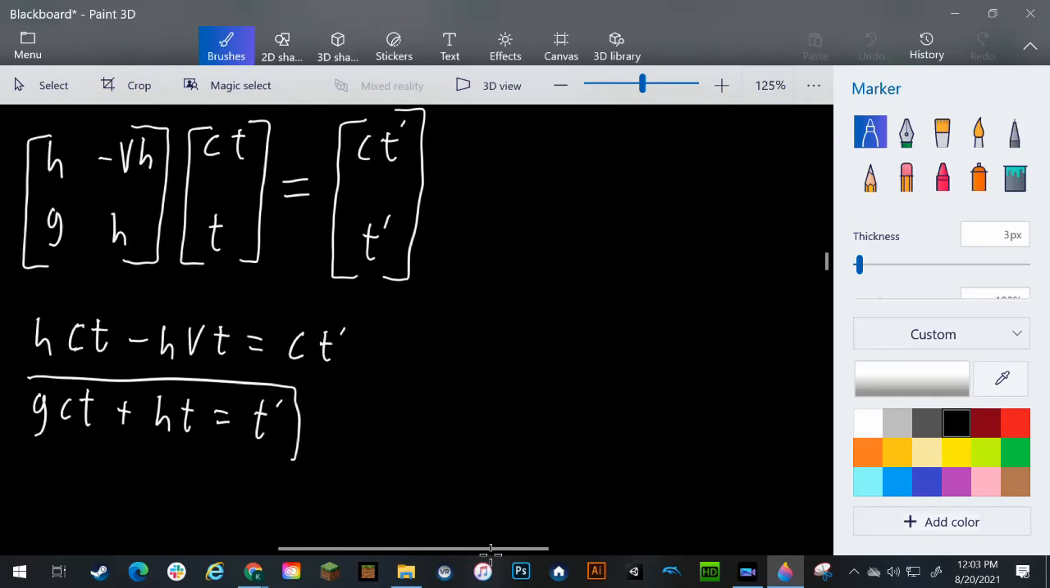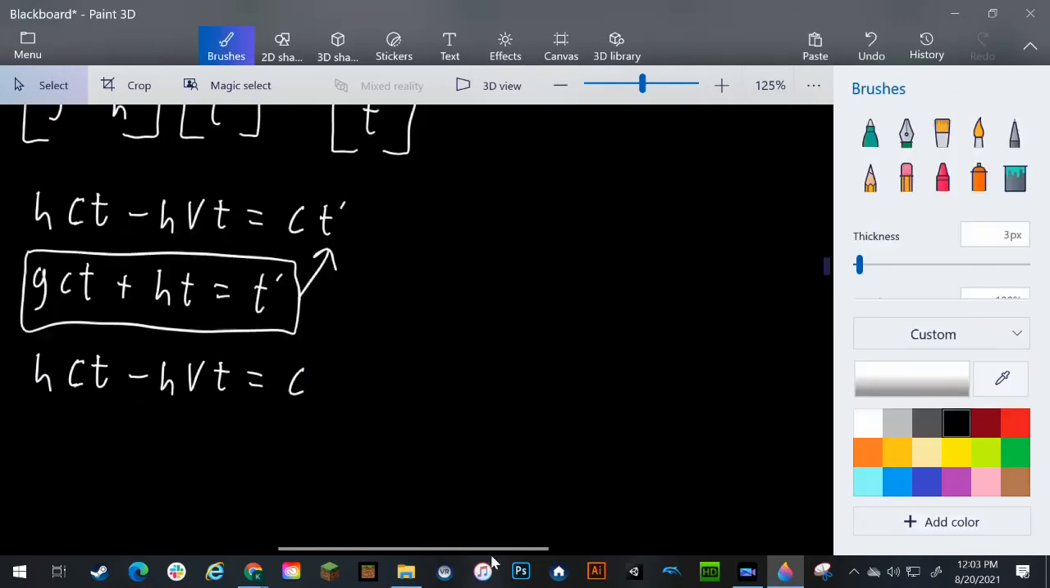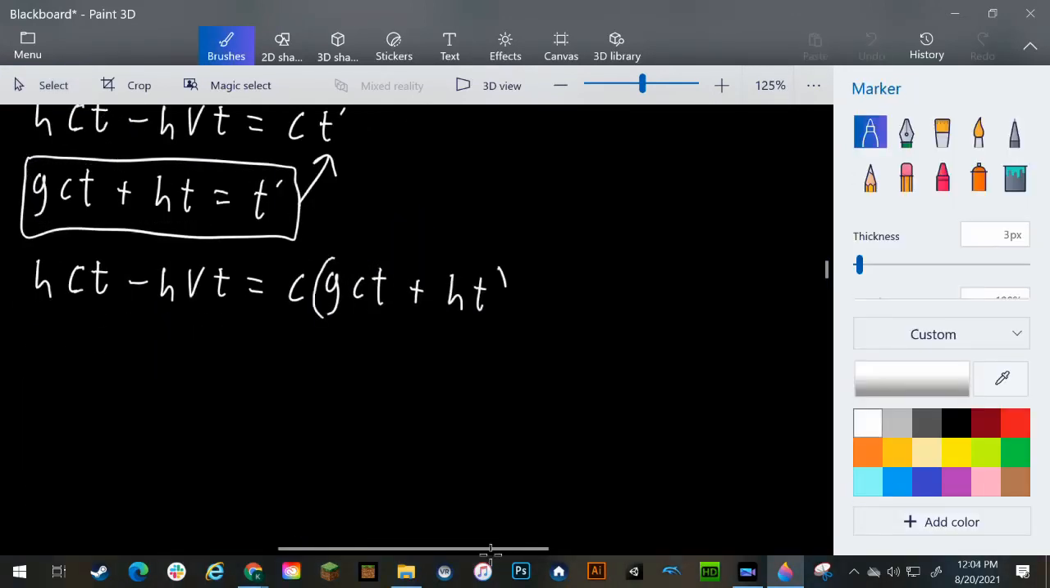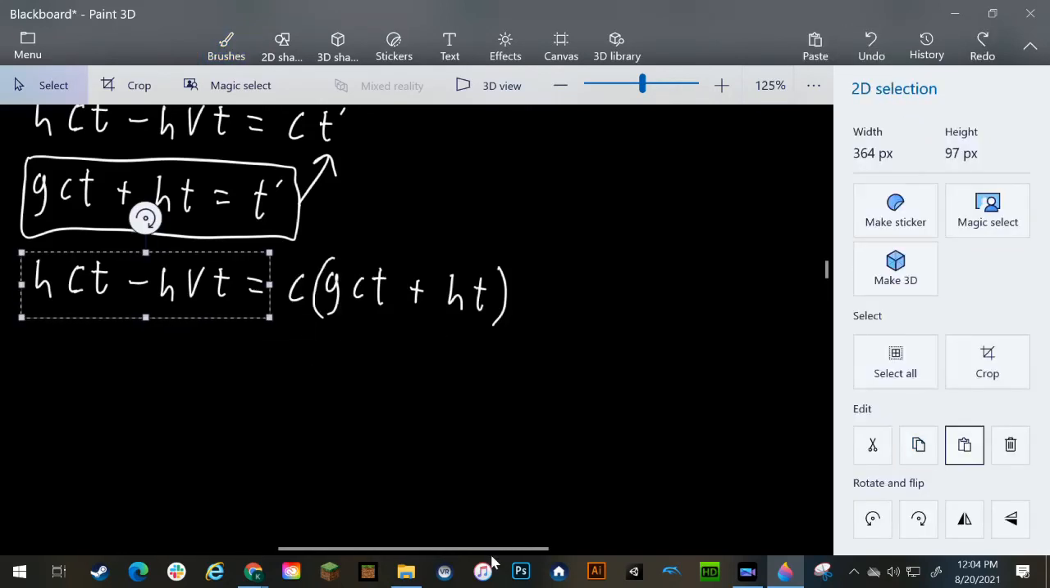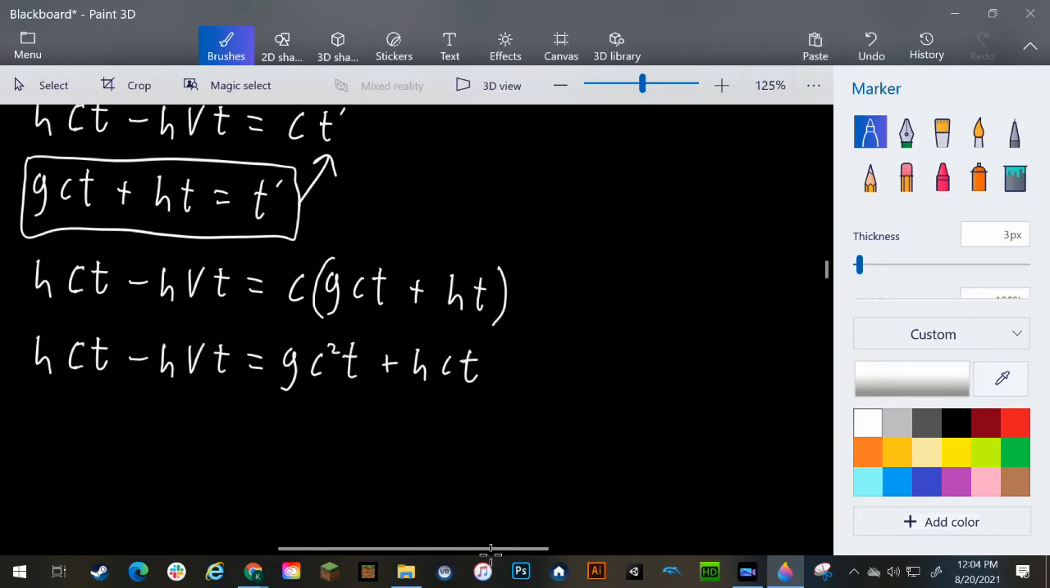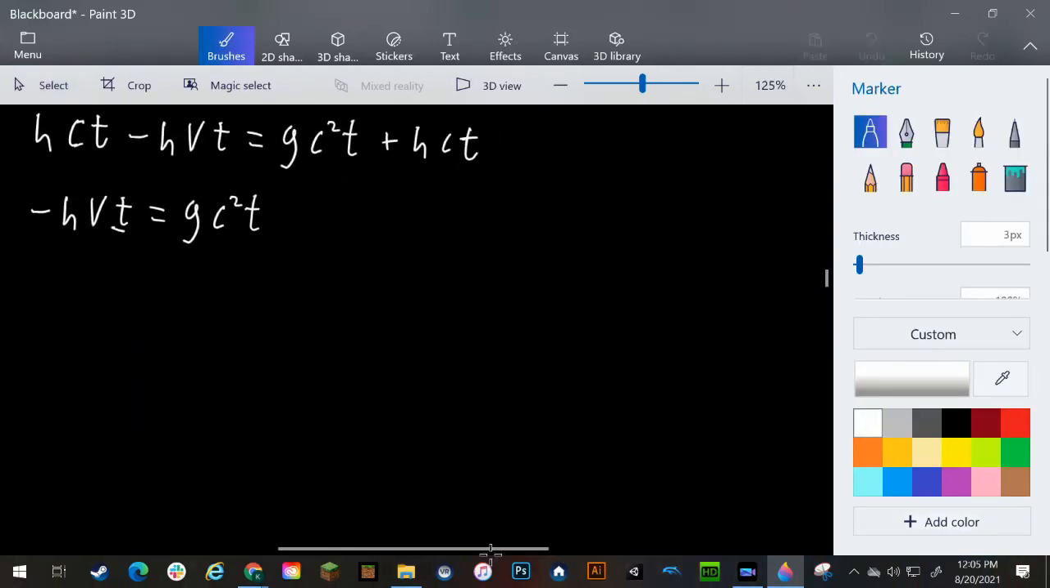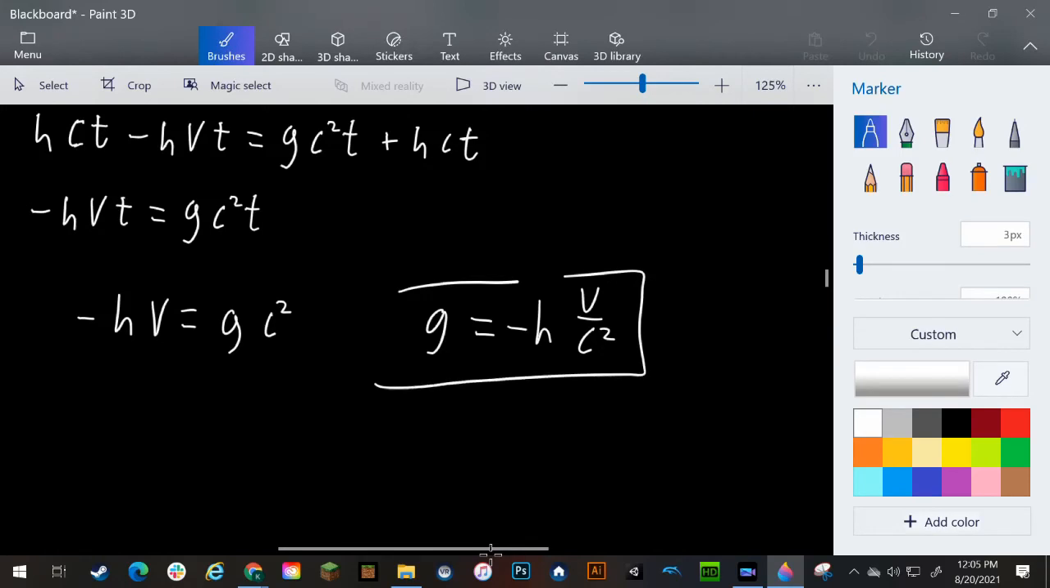Here, once again, equation 2 gives us a definition for t prime that we can plug into equation 1. Okay, and now we can distribute this c inside of the parentheses. Notice we have the same term hct on both sides, so we can subtract that from both sides. And then we can divide both sides by t. And then to solve for g, we'll divide both sides by c squared. And so g is negative h times v over c squared.